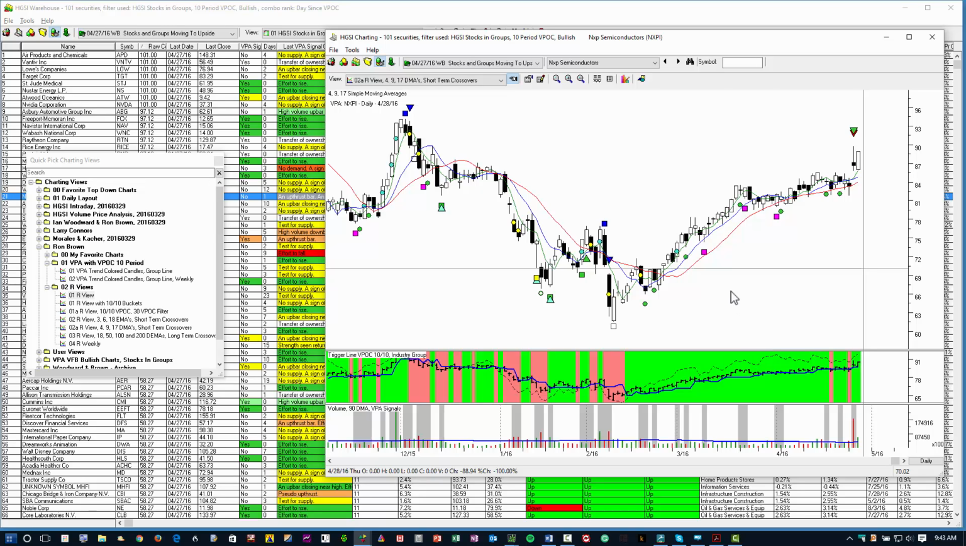You may be able to tell that I'm excited about this process. I think it's just another great addition to the tools that we already have. It's part of the volume point of control or the volume at price indicators. It's just a different way that I figured out to use it.